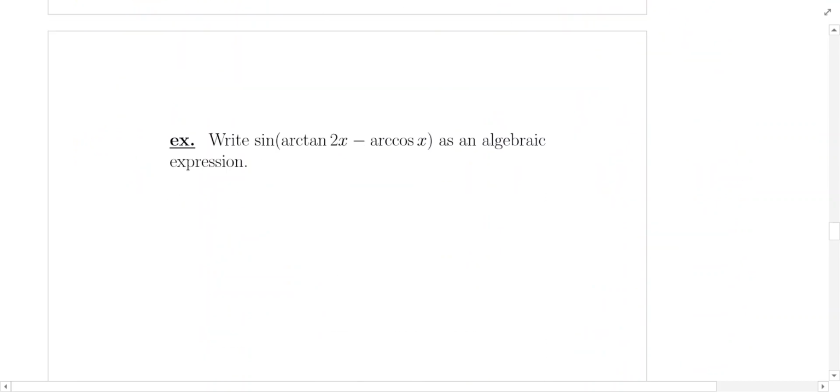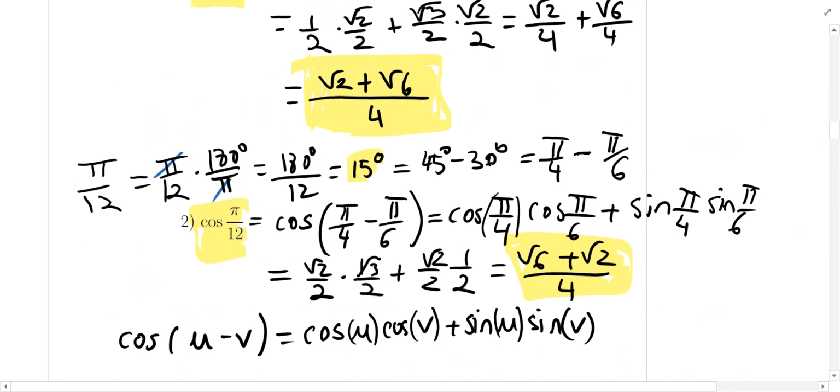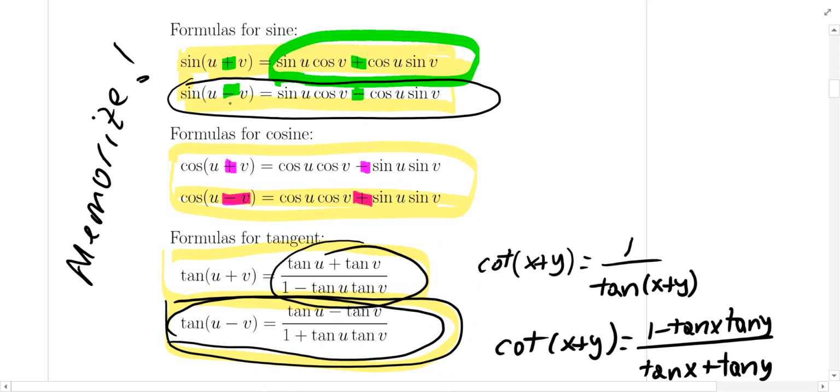Okay. Then we could have these types of questions where we're asked to write this trig expression as an algebraic expression. So this is similar to something that we've seen before. It just looks more complicated now. So I have sine of something minus something else. When you see something like that, it would help if this looked like sine of u minus v, because then I can apply the formula. What is sine of u minus v? All right, if you look at your formula page, sine of u minus v is sine cosine minus cosine sine.